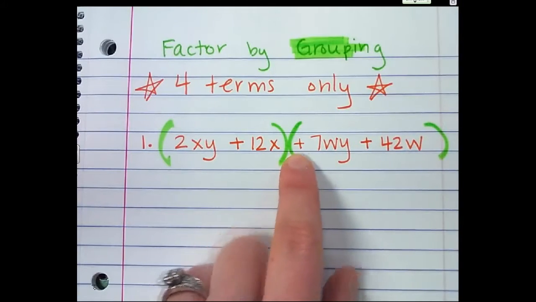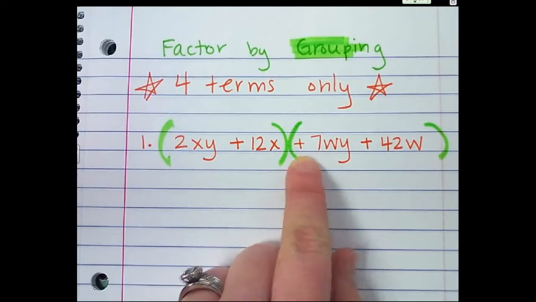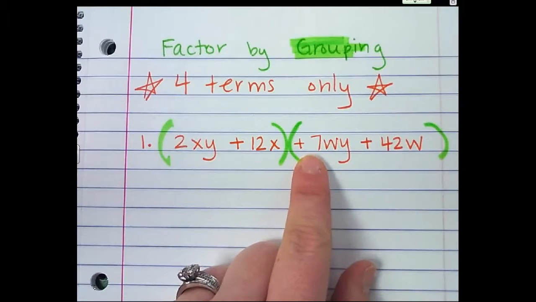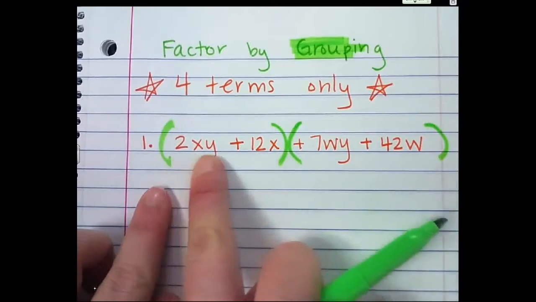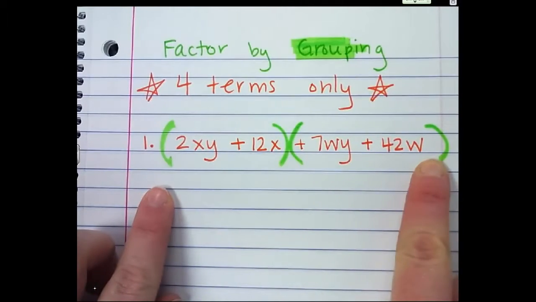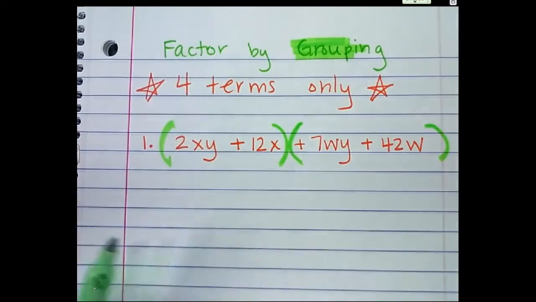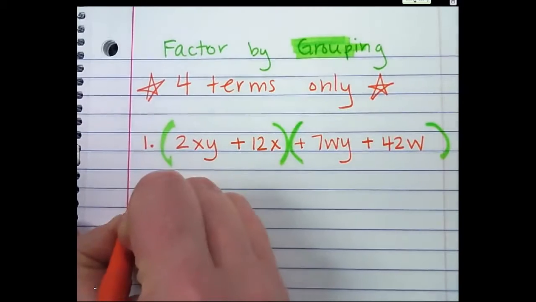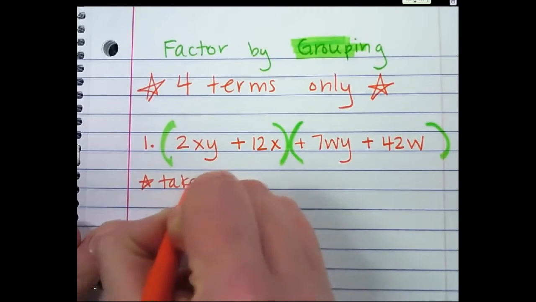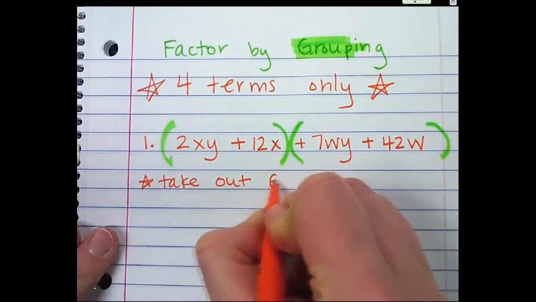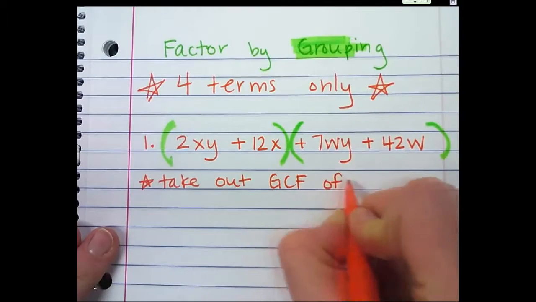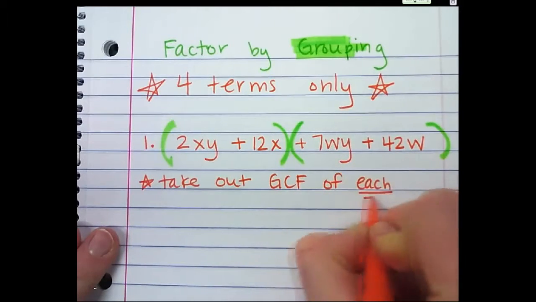A lot of people want to put it in between the plus and the 7, which works for this kind, but doesn't work in a little bit. Okay, so if you look at all 4 of these, there's nothing you can take out. But once I group them, I'm going to take out a GCF of each group. So after you group, you're going to take out a GCF of each group.